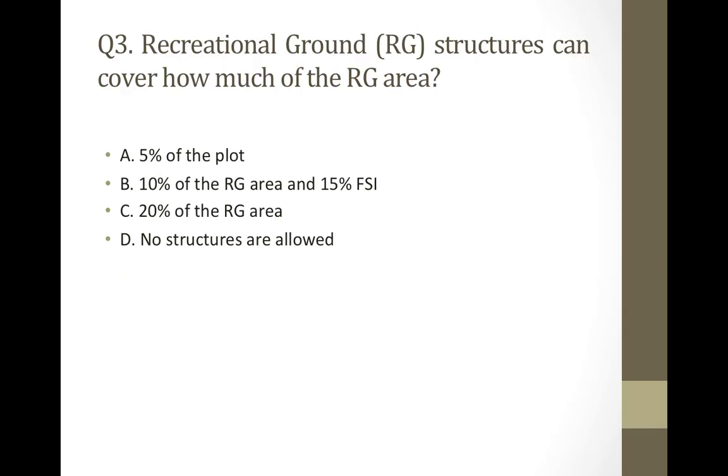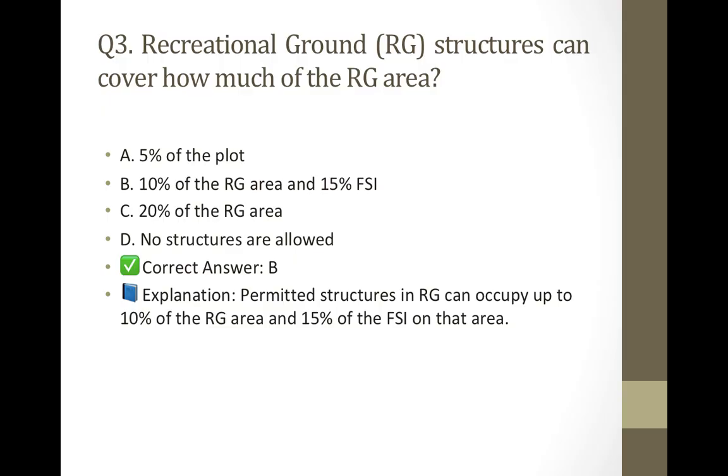Then question 3, recreational ground or recreational open space. The structures can cover how much of the recreational open space or recreational ground area? So option A is 5% of the plot, option B 10% of the recreational ground area and 15% FSI on it, option C 20% of recreational ground area and option D no structures are allowed. So correct answer is option B, that is 10% of recreational open space area is to be considered for the construction of amenities and on which 15% of FSI is allowed.